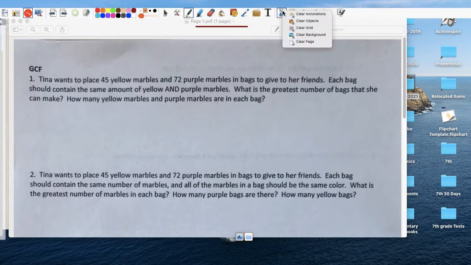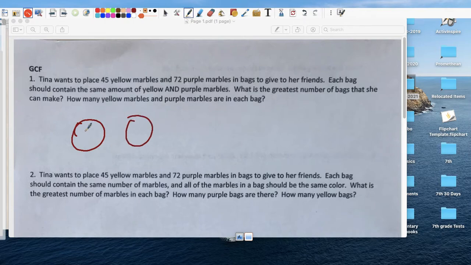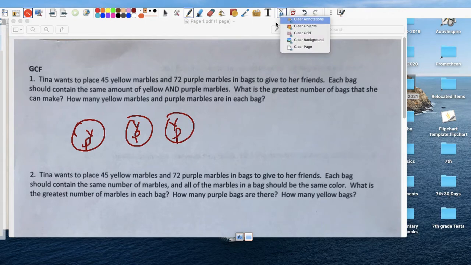Número uno. Tina wants to place 45 yellow marbles and 72 purple marbles in bags to give to friends. Each bag has the same amount of yellow and purple. So each bag, you're going to say there's yellow marbles, purple marbles, yellow marbles, purple marbles. So how many bags can she make, and how many yellow and how many purple in each bag?